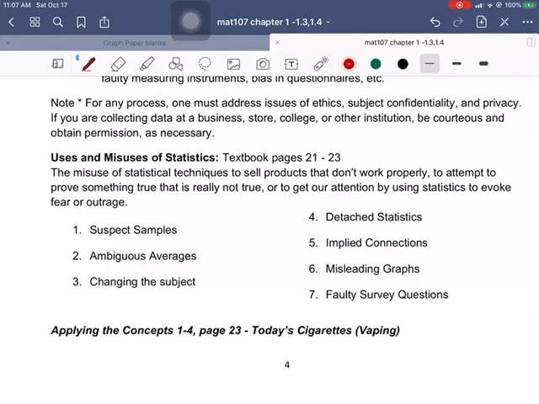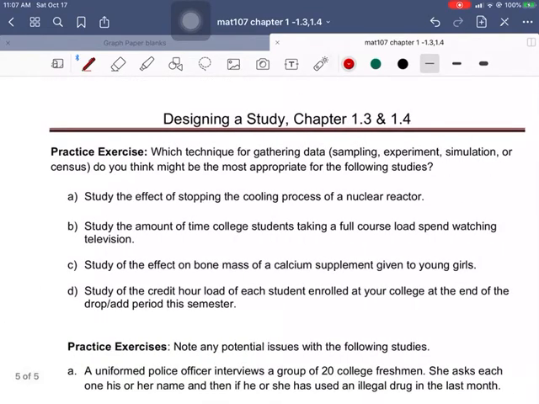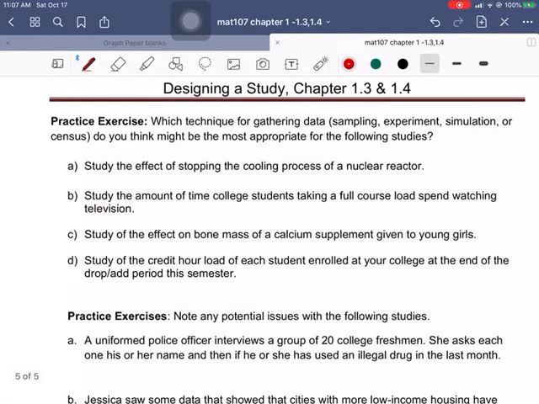It's a good topic to read about, and if I have time in class, I'll be going over it. As well as, it's a really good example on page 23 about today's cigarettes and vaping. They did a good study with that. For our purposes, just right now, which technique of gathering data would you feel is appropriate for the following studies? Just from these choices: sampling, experiment, simulation, or census.